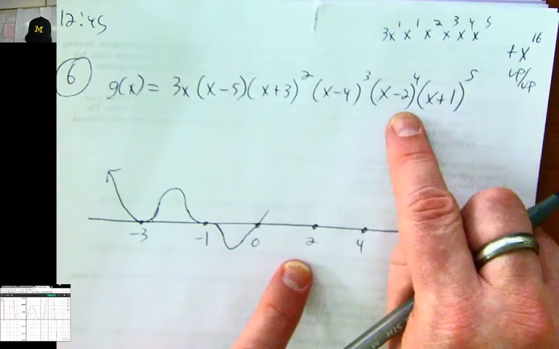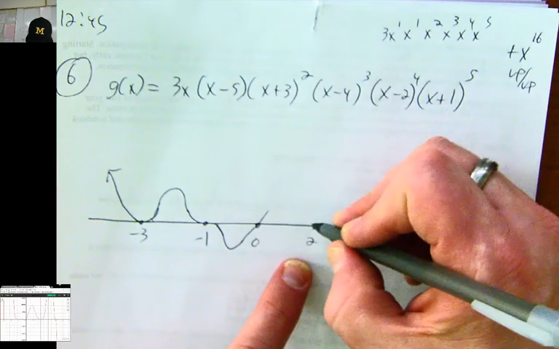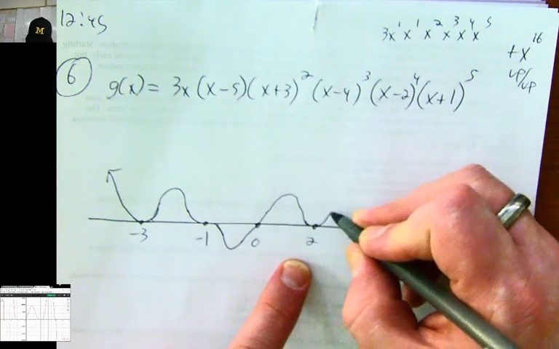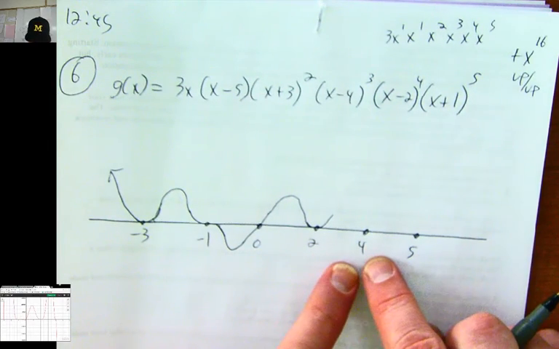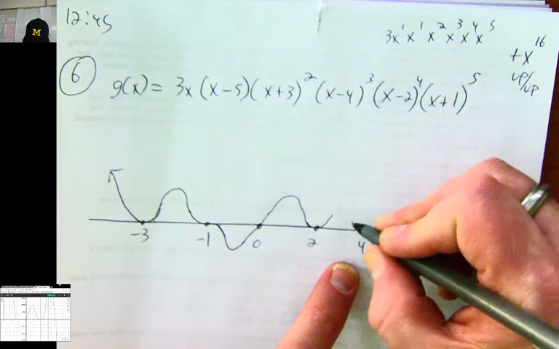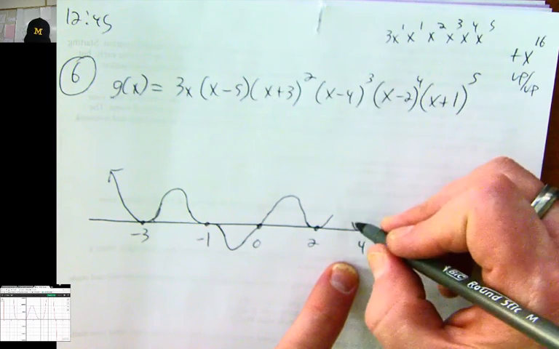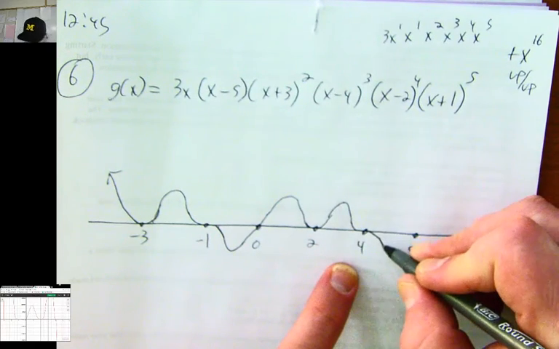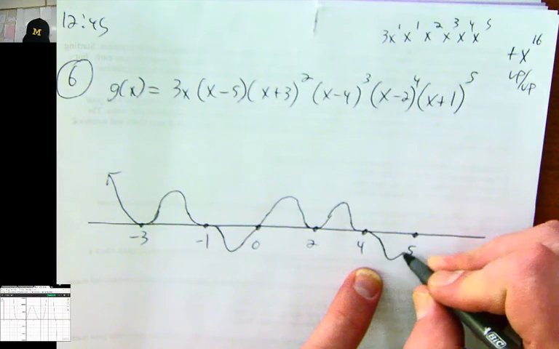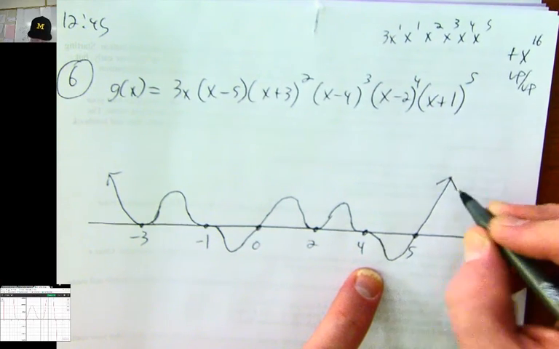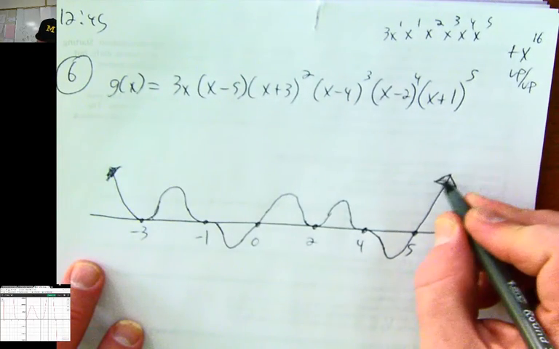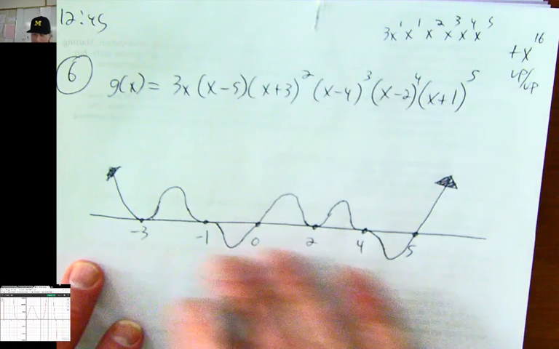At 2 is to the 4th power, so that's even. So I do the bounce off the x-axis thing. At +4 is a triple, so I treat that one like it's an odd. So it does the slow down, speed up thing. And then finally, 5 is a single. So at the single, it's going to pass straight through. Wow. This problem had a lot of pieces to it.